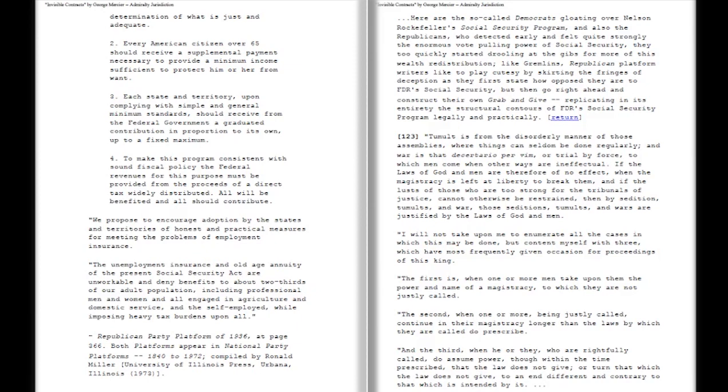The first is, when one or more men take upon them the power and name of a magistracy, to which they are not justly called. The second, when one or more, being justly called, continue in their magistracy longer than the laws by which they are called do prescribe. And the third, when he or they, who are rightfully called, do assume power, though within the time prescribed, that the law does not give, or turn that which the law does give to an end different and contrary to that which is intended by it.